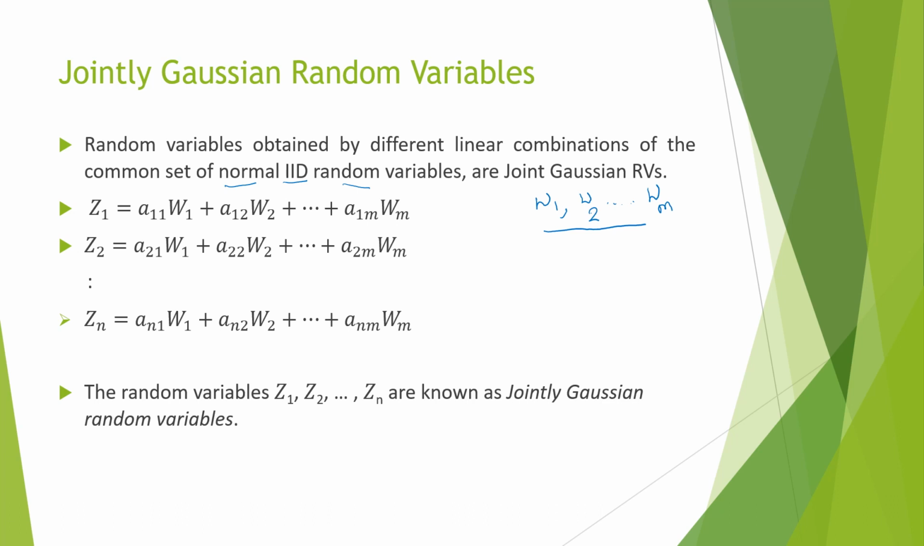Now, if you take a linear combination of these random variables, that gives us the Gaussian random variable Z1. So the linear combination is A11 W1 plus A12 W2 plus ... plus A1m Wm. All these coefficients A11, A12 and A1m are known as the coefficients. The linear combination of these random variables will give us a Gaussian random variable. Similarly, the second linear combination will give us Z2 and so on, and finally Zn is the nth linear combination of the random variables. In this scenario, Z1, Z2 and Zn are known as jointly Gaussian random variables.